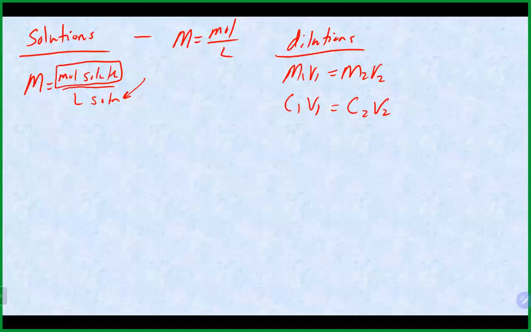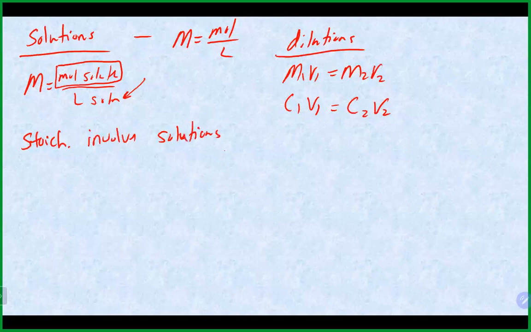We put this together and talked about stoichiometry that involves solutions. When we're doing stoichiometry that involves solutions, the good news is it's really just the same steps that we've done before in stoichiometry problems, be it a basic stoichiometry problem or a limiting reagent problem. You're going to balance your equation. You're going to convert to moles.